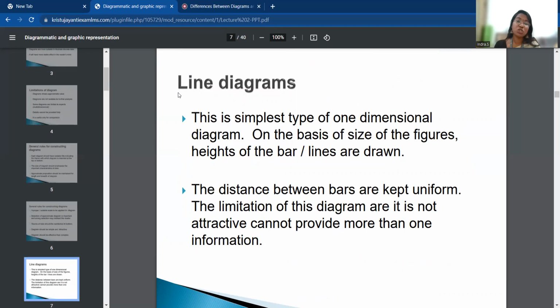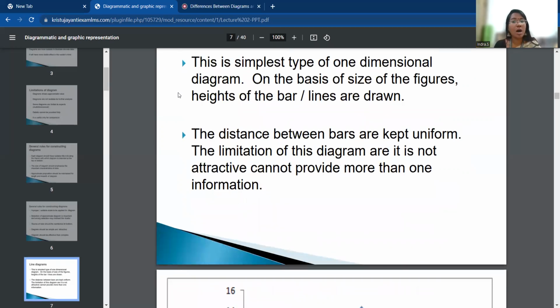So a one-dimensional diagram is based on the size of the figures, the heights of the bars, and the lines that have been drawn. Make sure the line diagram is one of the simplest types of diagram. It is also called a one-dimensional diagram, where it is on the basis of the size of the figures, the height of the bars, or the lines drawn.